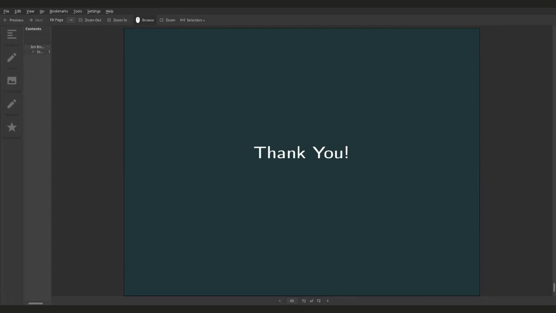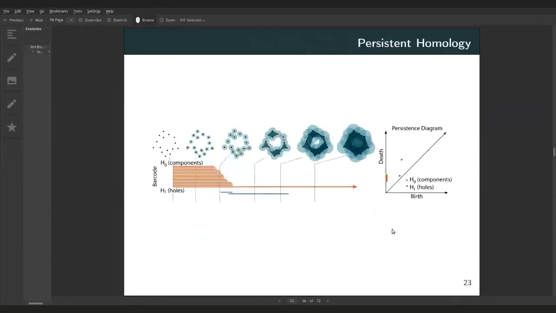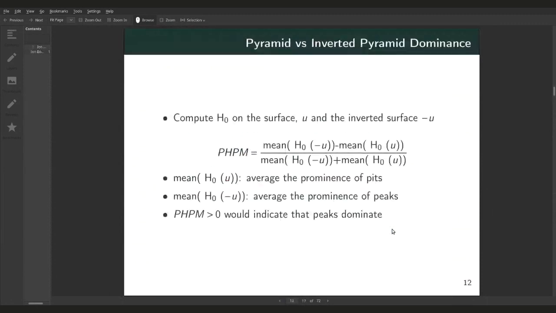Right. I had one more question. So going back to your first segment, I asked this already, but you defined this parameter as a 4-letter acronym, PHPM. So this mean of H0, this is an average of the prominence. And the prominence you haven't defined explicitly for us, but you told us roughly speaking what it is. Is that right? Right.